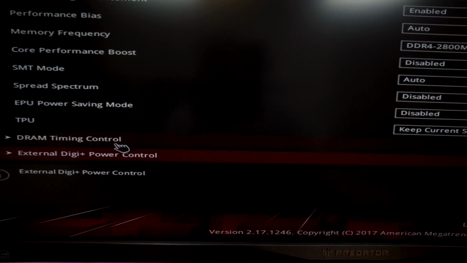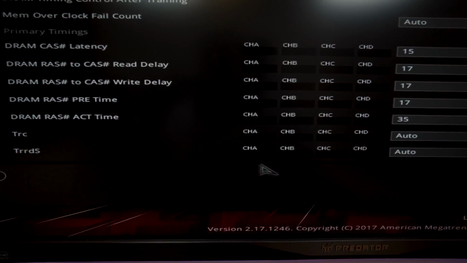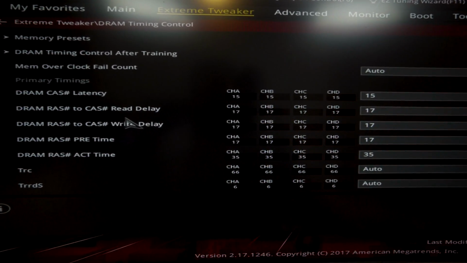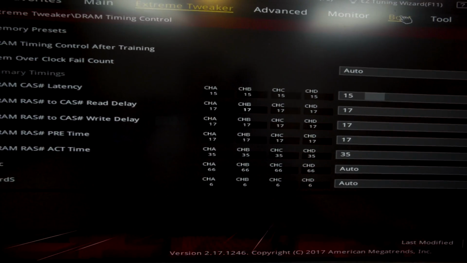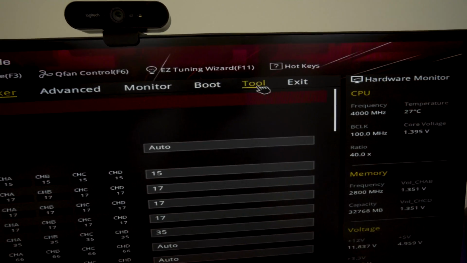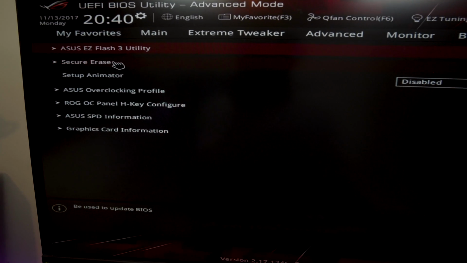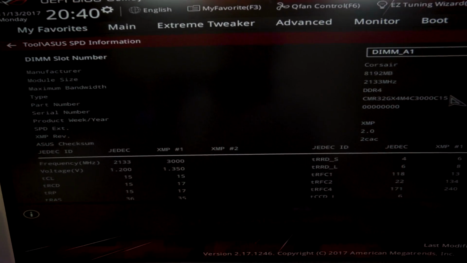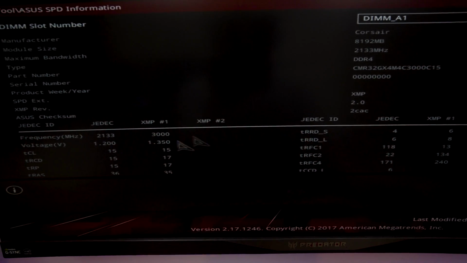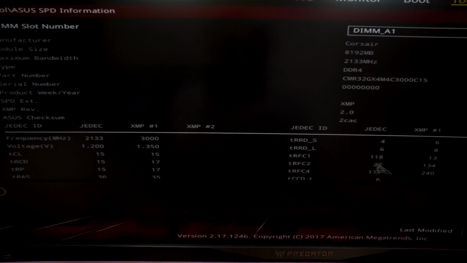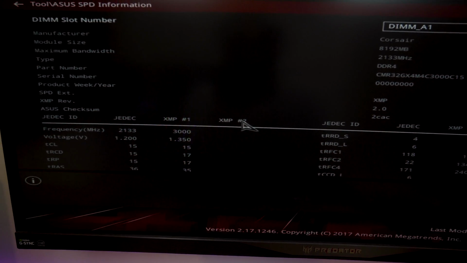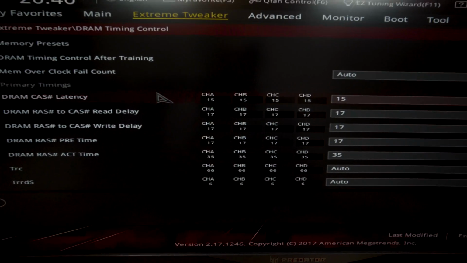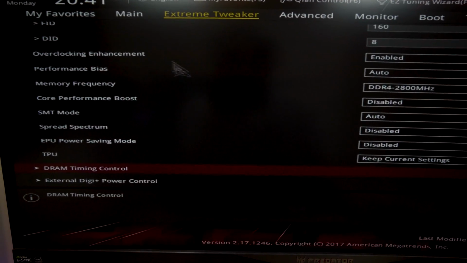And your DRAM timing control, this is where you're going to want to go in and dial in all of your latencies. If you don't know what the latencies are for your CPU and you're struggling to find them, there's a handy tool on this board that if you go to ASUS SPD information, you can look up all of the XMP profiles for your memory. Don't worry too much about the subtimings over here. These are the timings that you're most interested in. Quickly jot those down, and then you can go back into the Extreme Tweaker and you can dial them in. Very handy information to have.